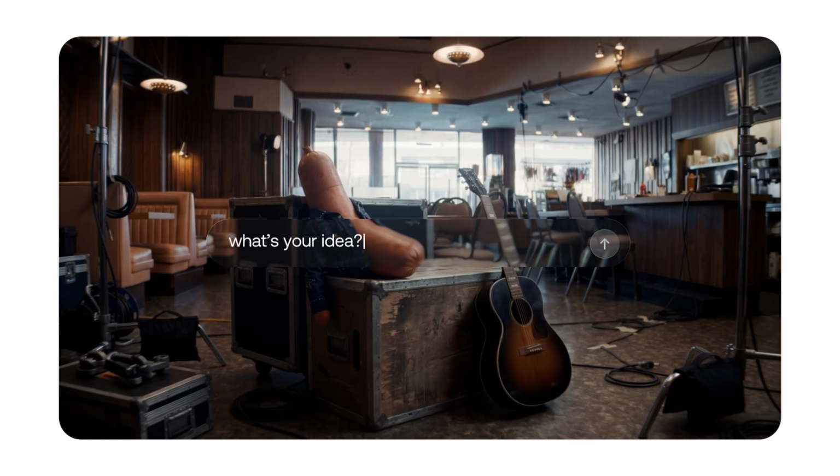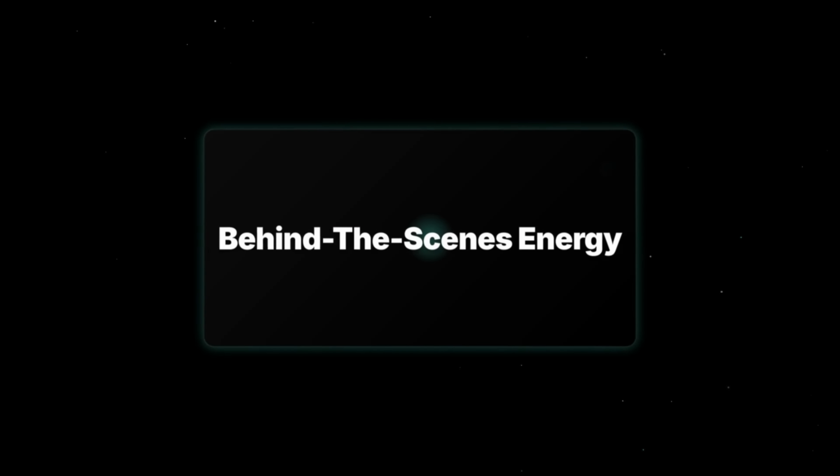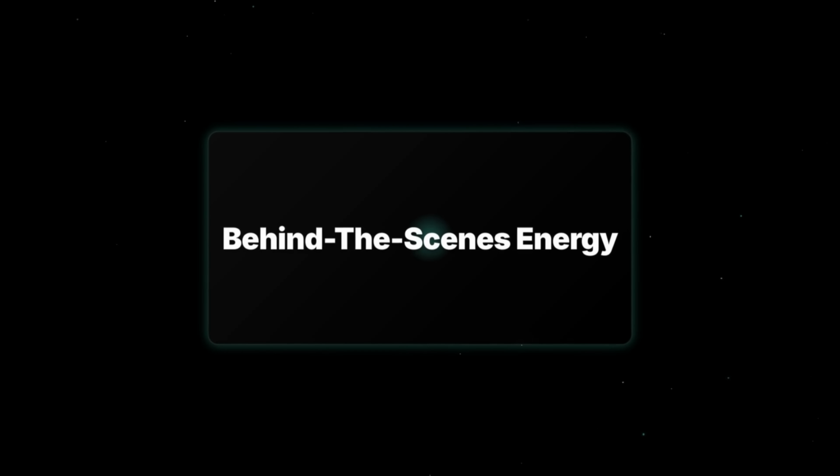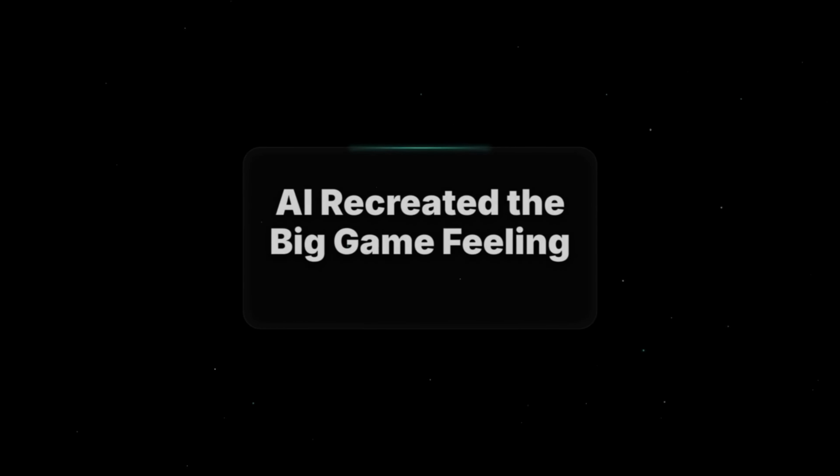Concept 1, real-time reference. The first concept is a behind-the-scenes style ad that uses AI to reference some of the most iconic big game commercials ever made. Fanatics, Bud Light, Budweiser, Pepsi, and more. AI made it possible to iterate quickly while still staying visually authentic.